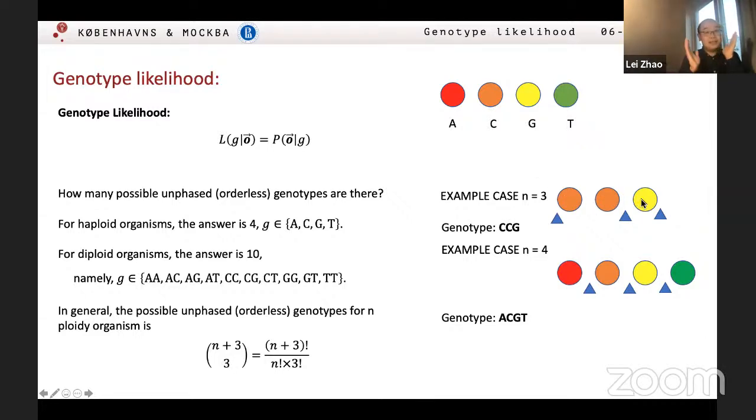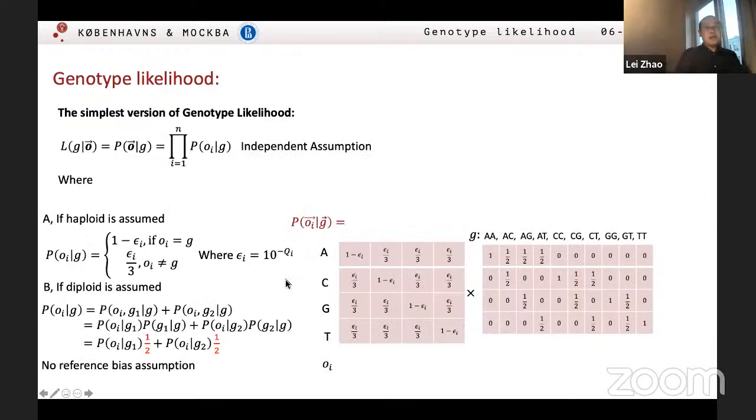The N plus 3 choose 3 just tells you how many such alignments exist. For N equals 3, you get 6 choose 3, which is 20. For N equals 1, you get 4 choose 3, which is 4. And for N equals 2, you get 5 choose 3, which is 10. So this formula works. We now know how many genotype likelihoods we need to calculate for a specific site.